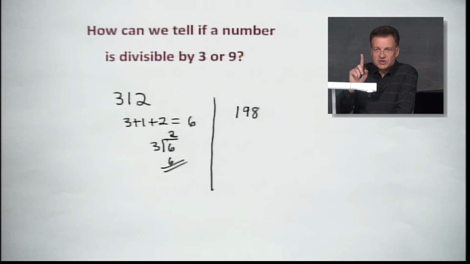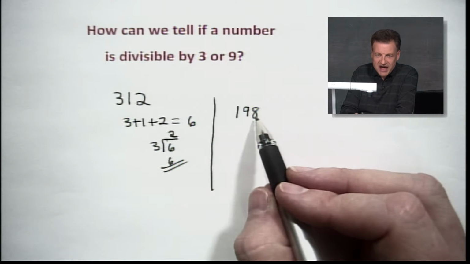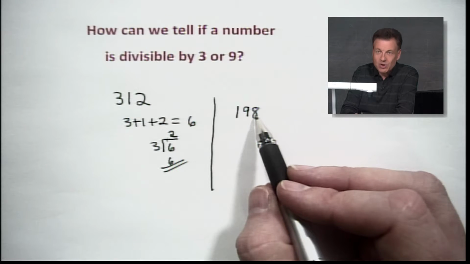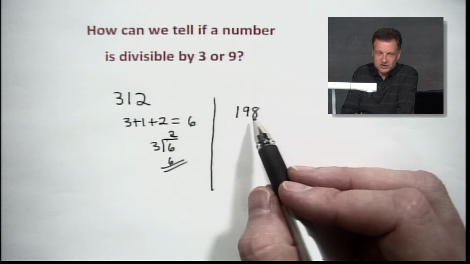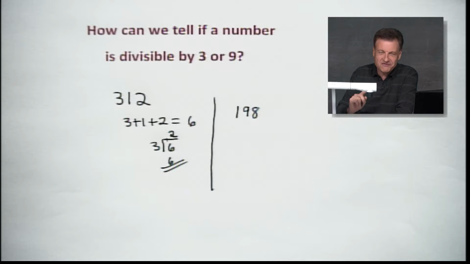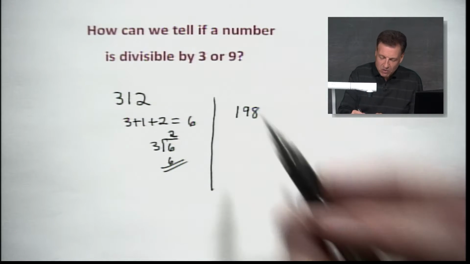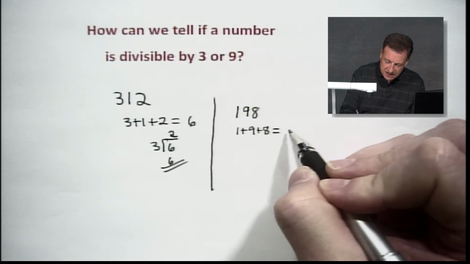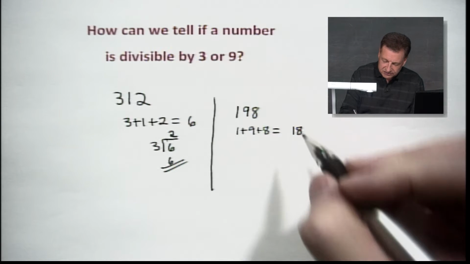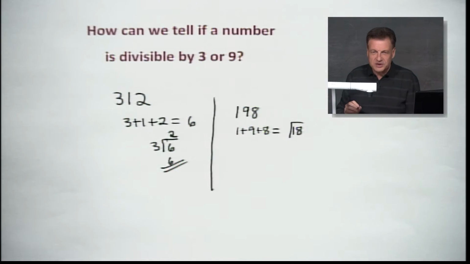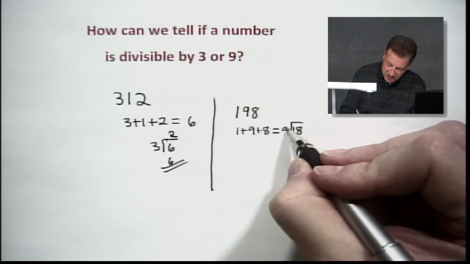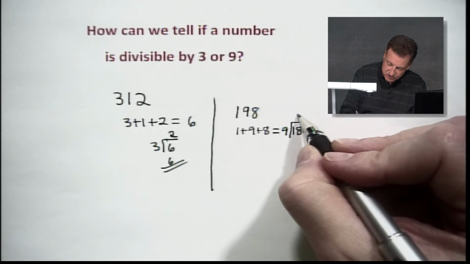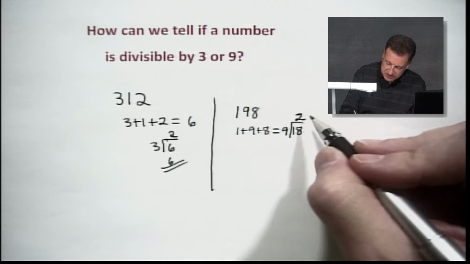By the way, just another point here. If 9 divides into a number, 3 is going to go into the number automatically. That's a fact you can take to the bank. But now what we're going to do, we're going to take this 1 plus 9 plus our 8. I see 18 coming up there. And certainly we know 3 divides in there, and you know what? 9 does it also. So 9 divides into there 2 times. That's all we want to know.